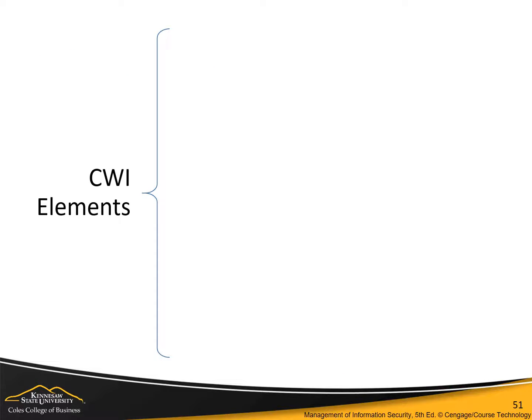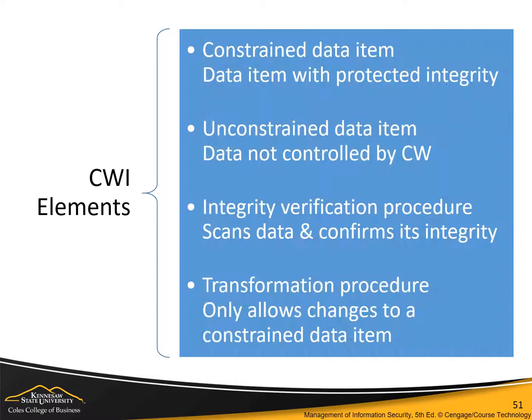The elements of the Clark-Wilson model include the following. The first element refers to a constrained data item, or CDI. CDIs have protected integrity within CWI. Second is the unconstrained data item. With this element, data is not controlled by Clark-Wilson. The input and/or outputs may not be validated. Obviously, with highly sensitive healthcare data, you want very little of your elements to be unconstrained.